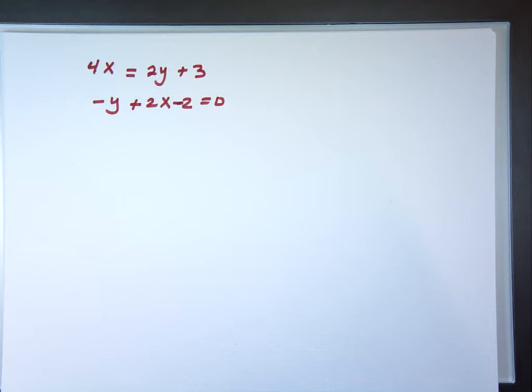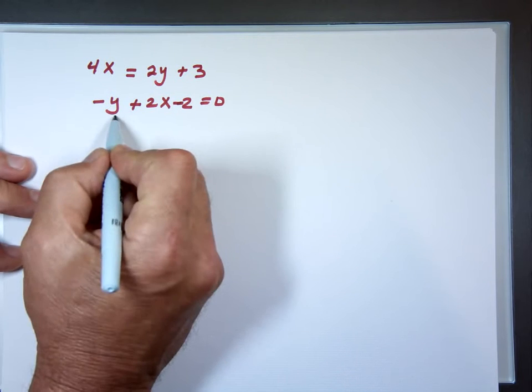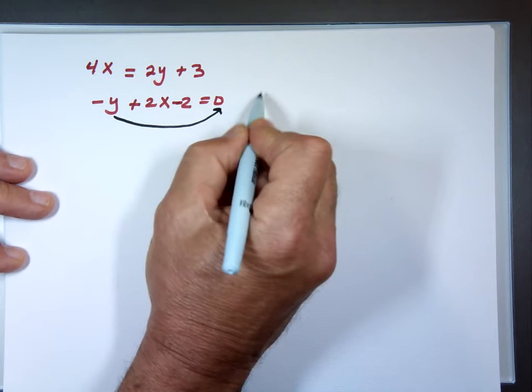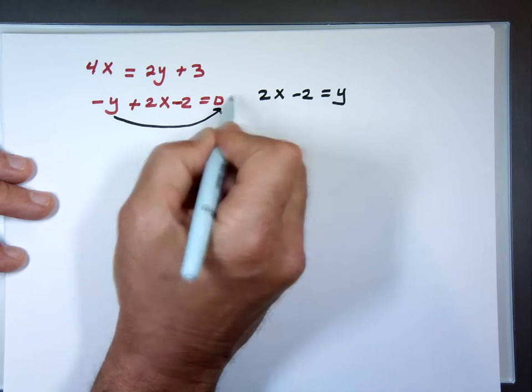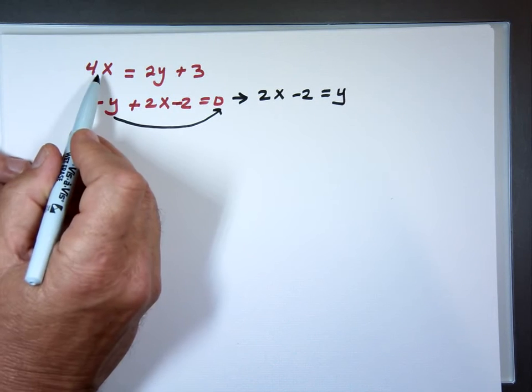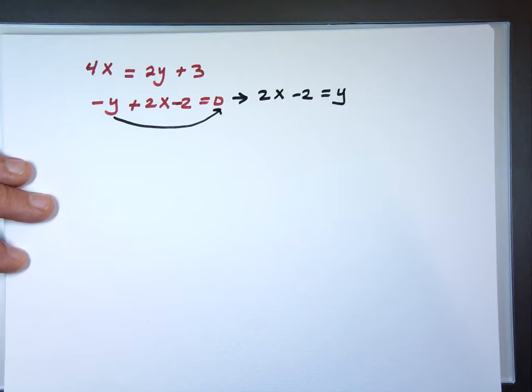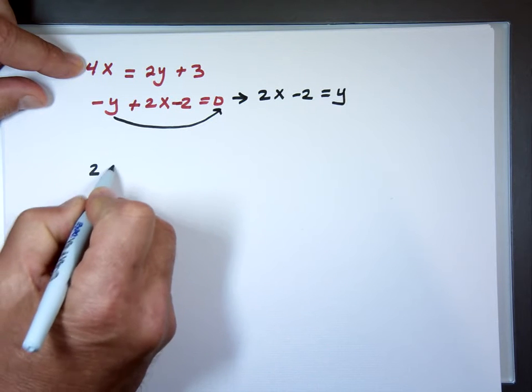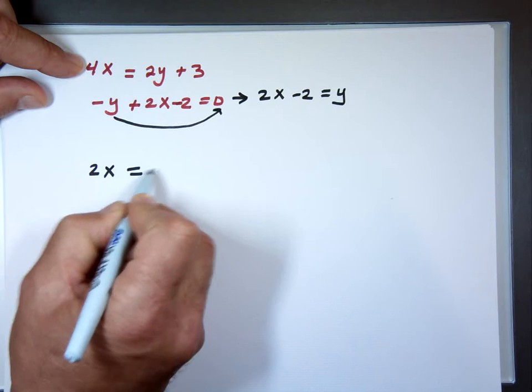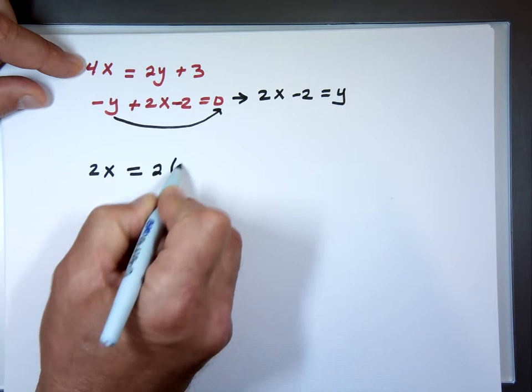What do you want to solve for? What's the easiest one? y in the bottom, exactly. If you move that negative y to this side, you will have what? 2x minus 2 equals what? y. You could have solved for x here, but you'd have to deal with the fraction. I don't want to deal with the fraction. So now take the top equation, the other equation, which is 2x equals 2 times, replace y with 2x minus 2.